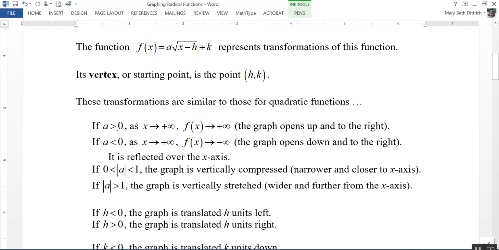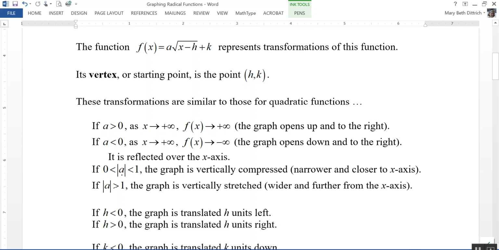If a is a positive number, as x approaches positive infinity, f of x also approaches positive infinity. That is, the graph opens up and to the right. If a is negative, as x approaches positive infinity, or as x gets larger, f of x, or y, gets smaller. The graph will open down as it moves to the right. In other words, the graph is basically reflected over the x-axis.